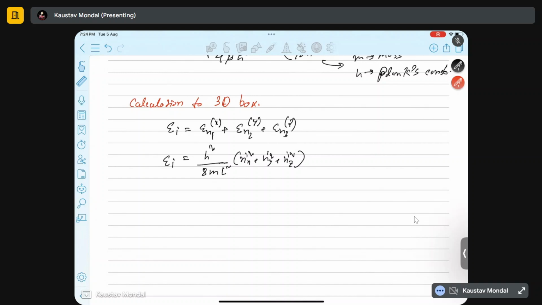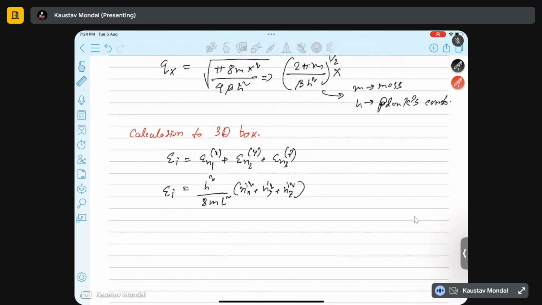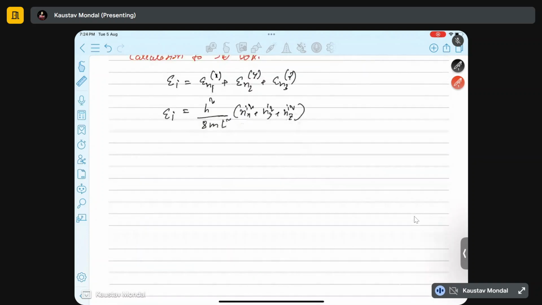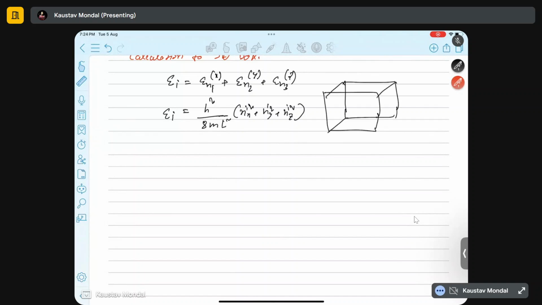So now in a similar way, if you substitute this energy state, this is a 3D box, okay. Like all the three axes have some dimensions.